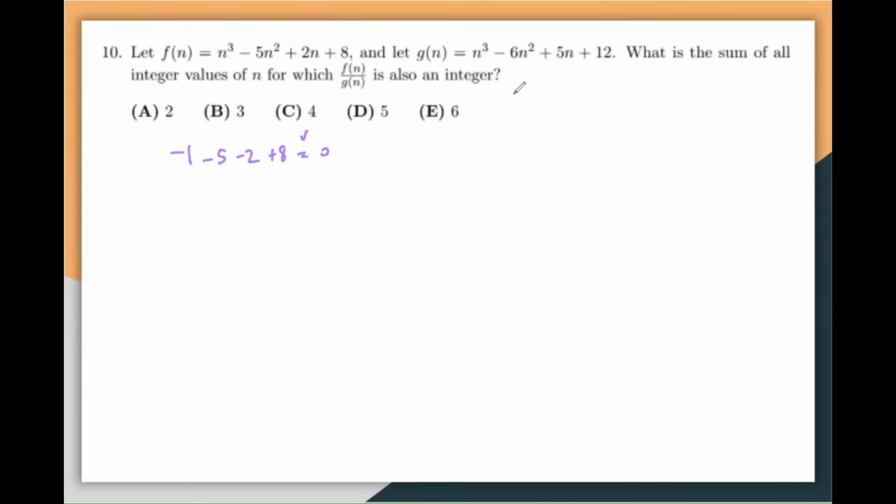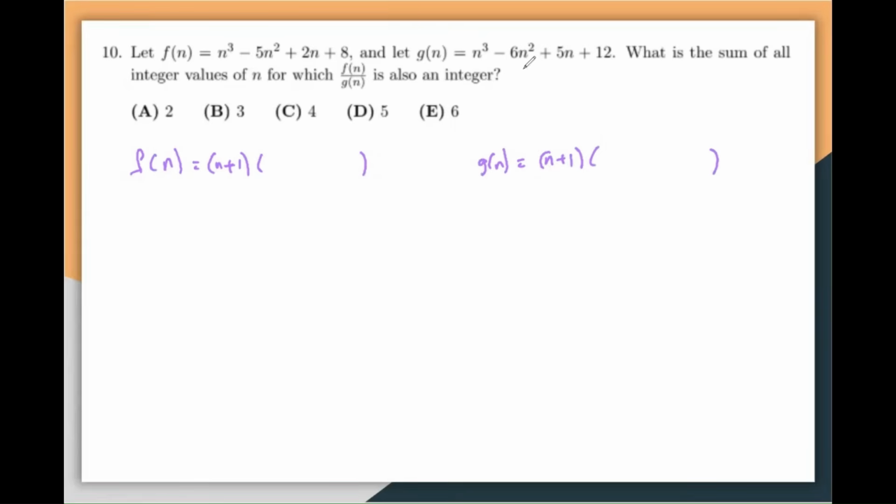So let's try this one as well. That will give us -1 minus 6 minus 5 plus 12. And that is actually equal to 0. So which means -1 is a solution. It's a root of both expressions. So we can say f of n is equal to n plus 1 times something, and similarly, g of n is equal to n plus 1 times something.